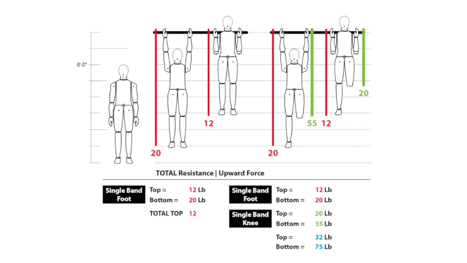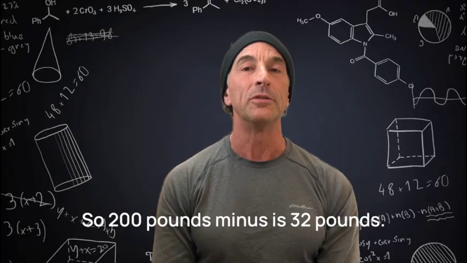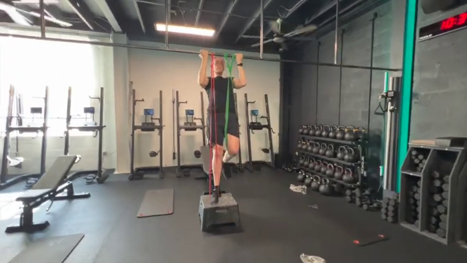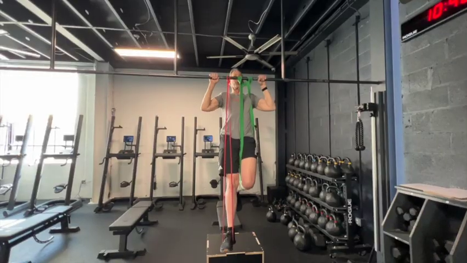they're weakest. At the top, the red band is again 12 pounds, and the green band is 20 pounds, for a total of 32 pounds of extra help at the top. So 200 pounds minus 32 pounds. In this example, and with a specific person, this band combination works really well.